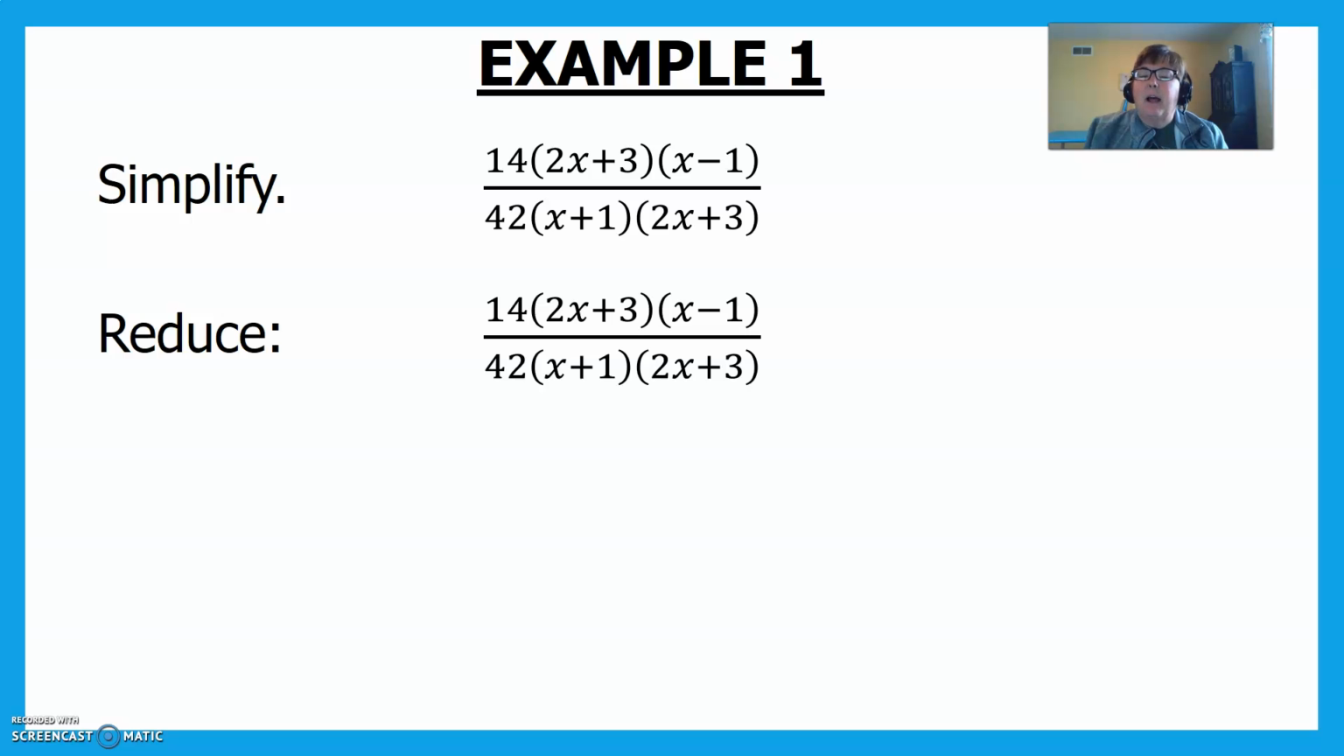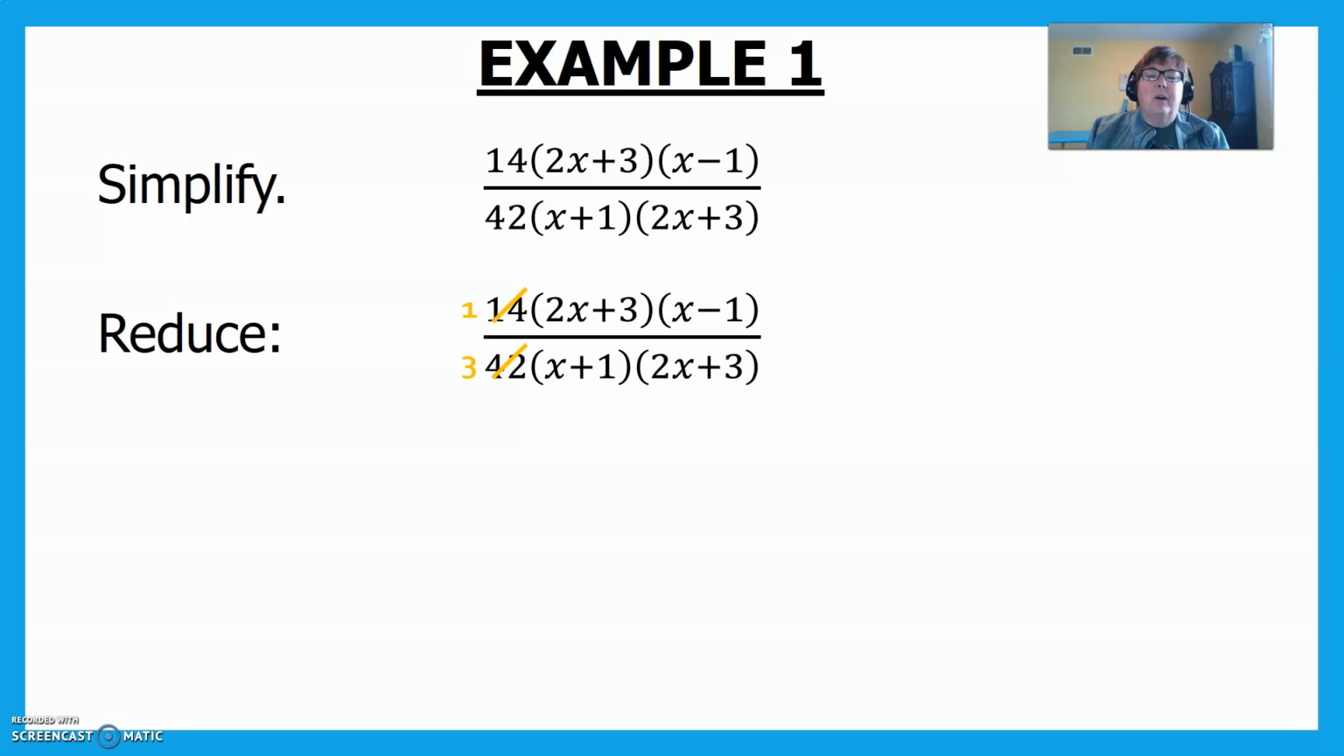Remember, you can use the GCD command on your calculator for that, and it will give you the greatest common factor between 14 and 42. If you do that, you'll find out that it is 14. 14 actually goes into both of them. So I cross off 14 and 42, and I divide both of them by 14. 14 divided by 14 is 1, and 42 divided by 14 is 3. So I end up with 1 and 3.